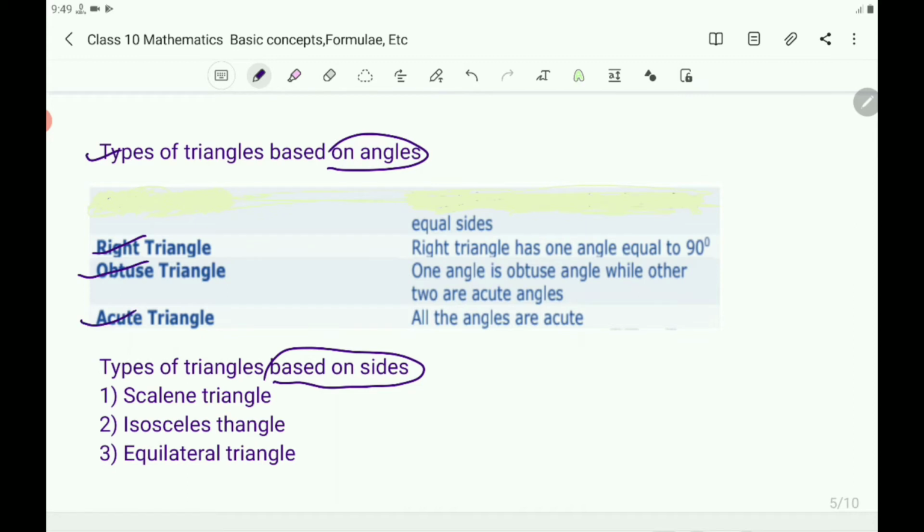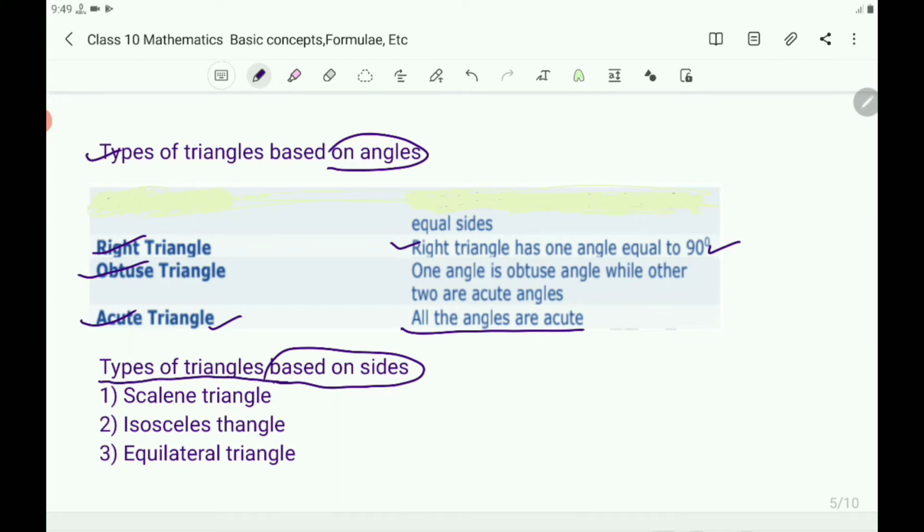So what do you mean by right triangle? Triangle which has one angle equal to 90 degrees. Triangle in which one angle is equal to 90 degrees is called right triangle. Obtuse triangle, triangle in which one angle is obtuse angle and the other two angles are acute angles. Acute triangle means all the angles are acute angles. The triangle in which all the angles are acute angles is called acute angle triangle or acute triangle.